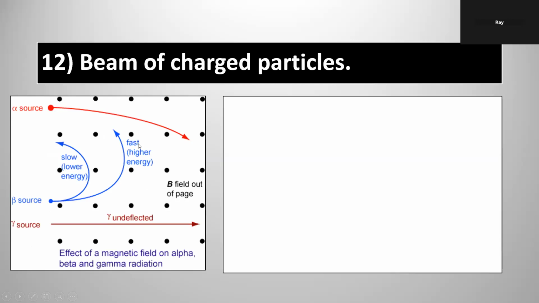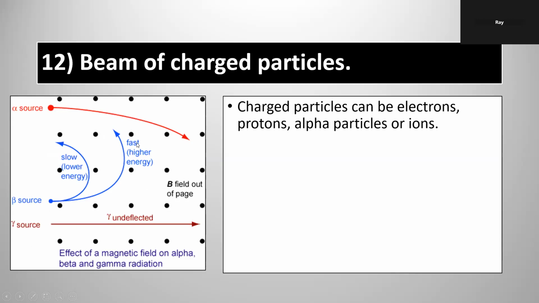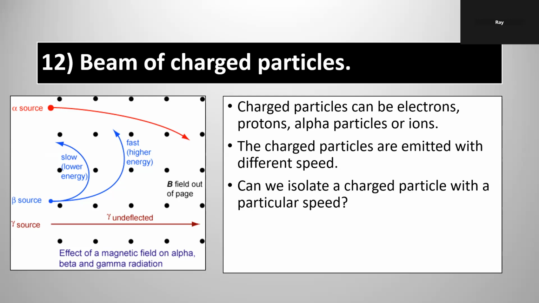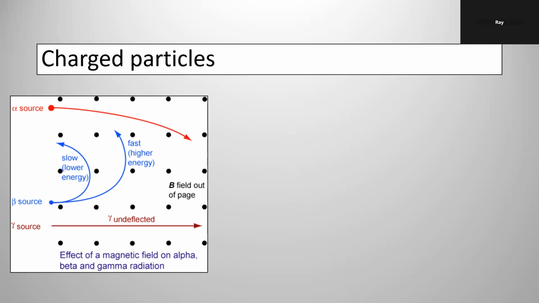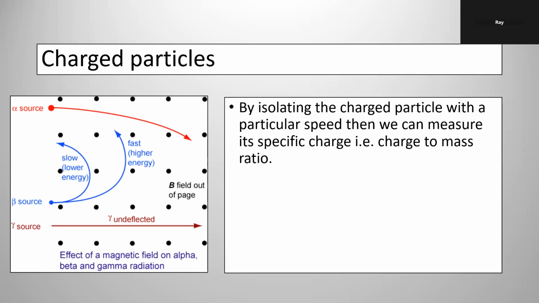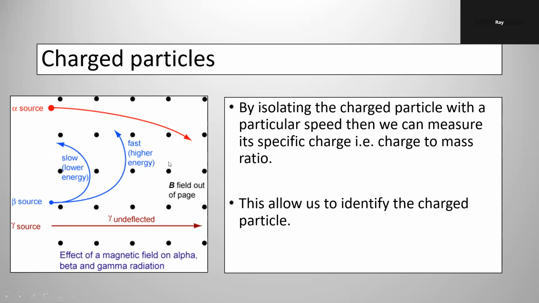Beam of charged particles. A charged particle can be an electron, proton, alpha particle, or ions. Charged particles are emitted with different speeds. Can we isolate the charged particles with a particular speed? By isolating them, we can measure the specific charge, which is the charge to mass ratio. This allows us to identify the charged particle, and you can find the mass of the particle.